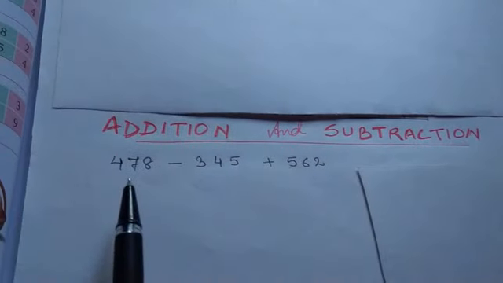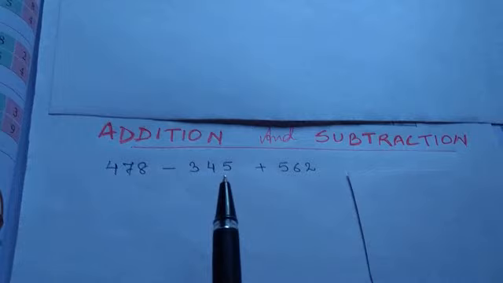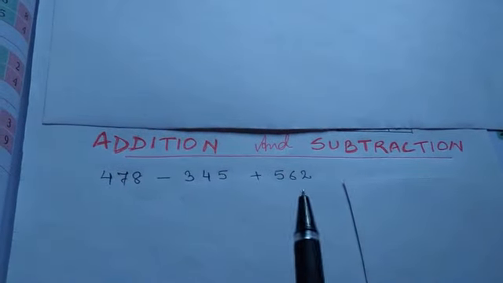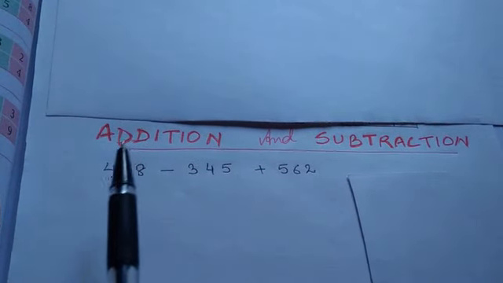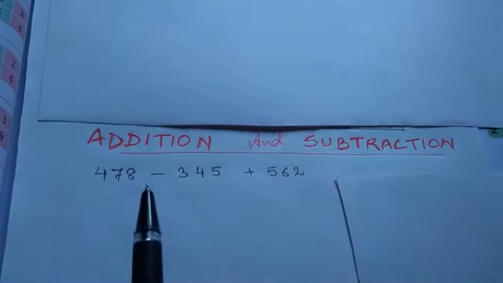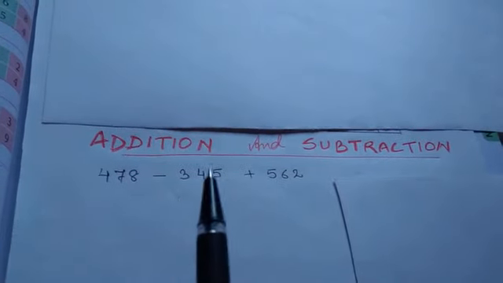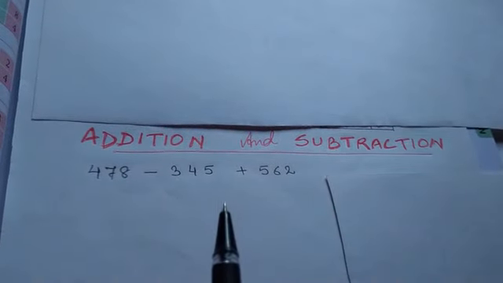This question says 478 minus 345 plus 562. In this kind of question, we are going to do the addition first. When there are two signs, one plus sign and one minus sign, you always need to do the addition first.